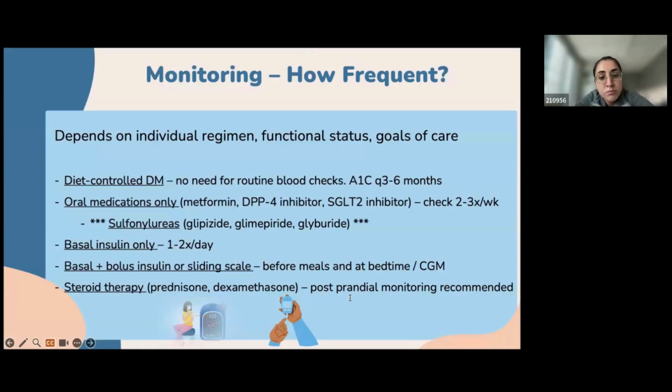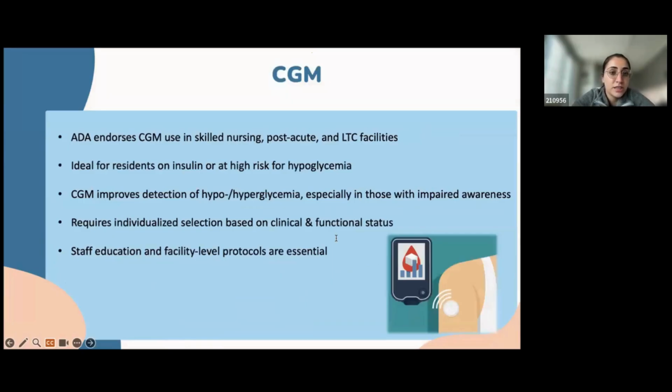And then for patients on a basal bolus regimen or a sliding scale insulin, then they should have their blood glucose checked before each meal and at bedtime. And then finally, for patients on steroid therapy, then postprandial monitoring is recommended. That's really just to assess for postprandial hyperglycemia and to see if they actually need any anti-hyperglycemic therapy. So basically, the summary of all of this is you can start with more frequent monitoring upon admission, and once you have established that blood sugars have been stable and not really fluctuating with minimal risk of hypoglycemia, then you can space out the blood sugar checks.